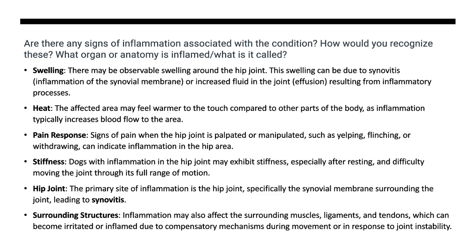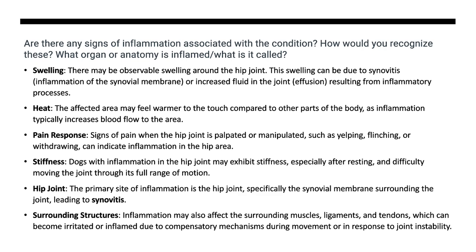Heat. The affected area may feel warmer to the touch compared to other parts of the body, as inflammation typically increases blood flow to the area. Pain response. Signs of pain when the hip joint is palpated or manipulated, such as yelping, flinching, or withdrawing, could indicate inflammation in the hip area. Some dogs have stiffness with the inflammation in the hip joint, especially after resting, or difficulty moving the joint through its full range of motion.